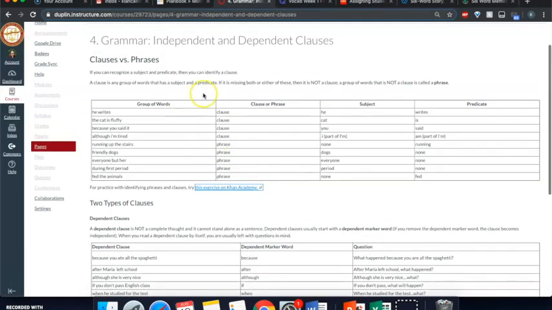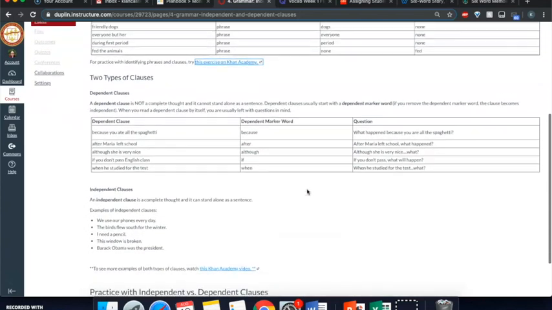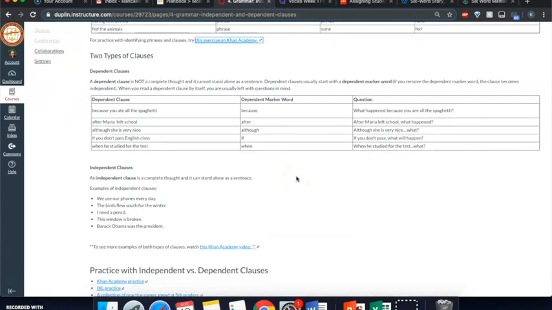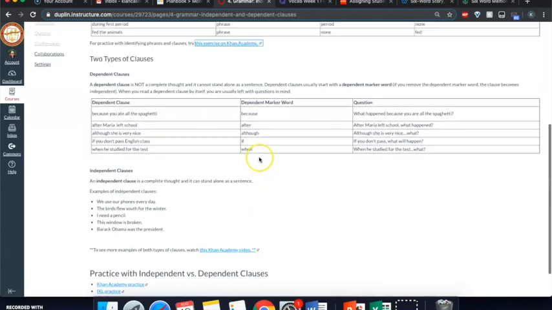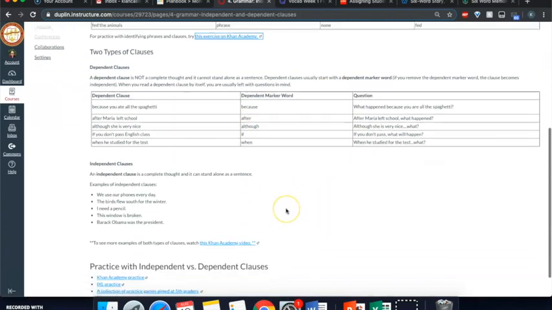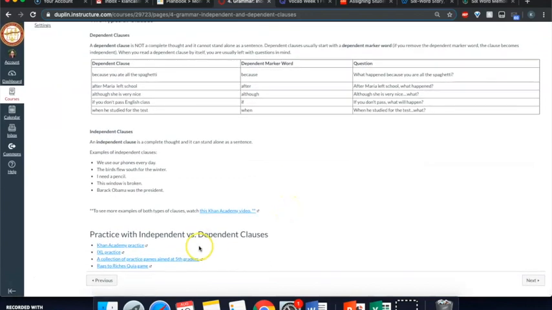Alright, so let's say we understand the difference between clauses versus phrases. We've gotten 4 correct in a row on Khan Academy. We're feeling good. Then we move on to the next part of the lesson. Once again, I give you a definition and then a bunch of examples. And in this case, I include a video link in case you don't understand the way I explained it. If you feel pretty good about how I explained it, you can go ahead and move on to the practices. So you can do another Khan Academy practice if you like that one. If you feel confident with that, you could try another one.